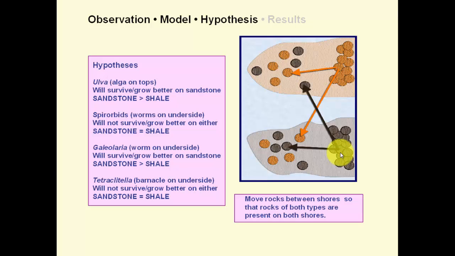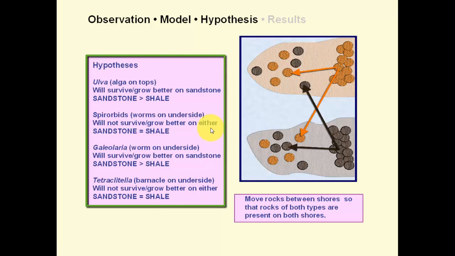Over on the left, you can see my predictions. Because of limited space on PowerPoint, I've abbreviated these, but I should see better survival and growth of the seaweed, the sea lettuce, on the sandstone than on the shale in both places. And I should see better survival and growth or establishment of the worm on the underside in both places. And yes, I did actually do this. I loaded rocks up into the back of the station wagon and drove them from place to place. And I'm talking fairly large here, so up to about 30 or 40 centimeters in diameter.